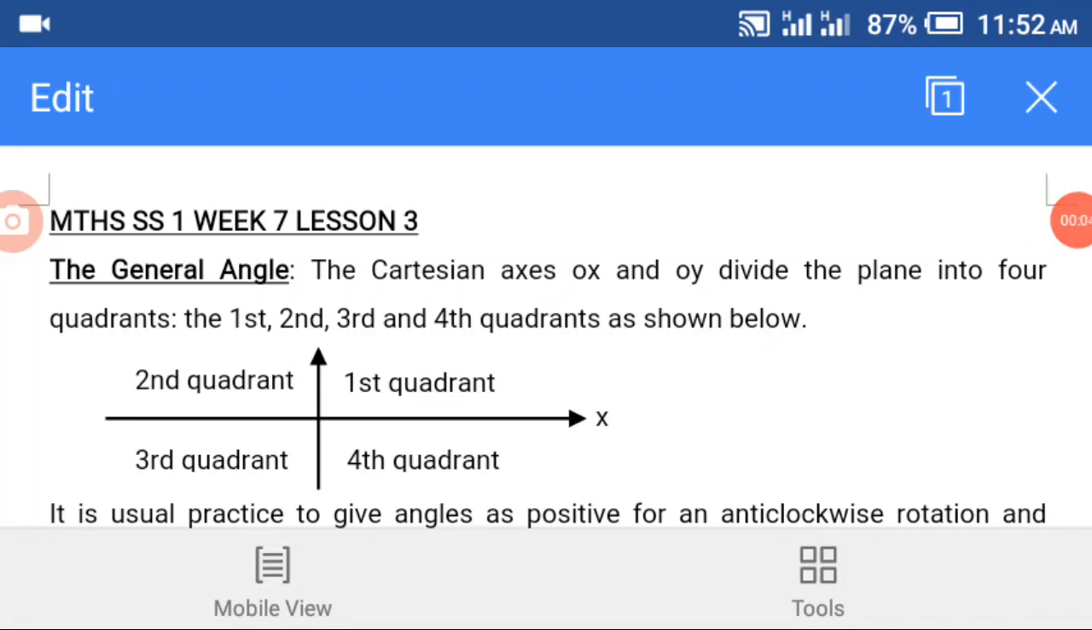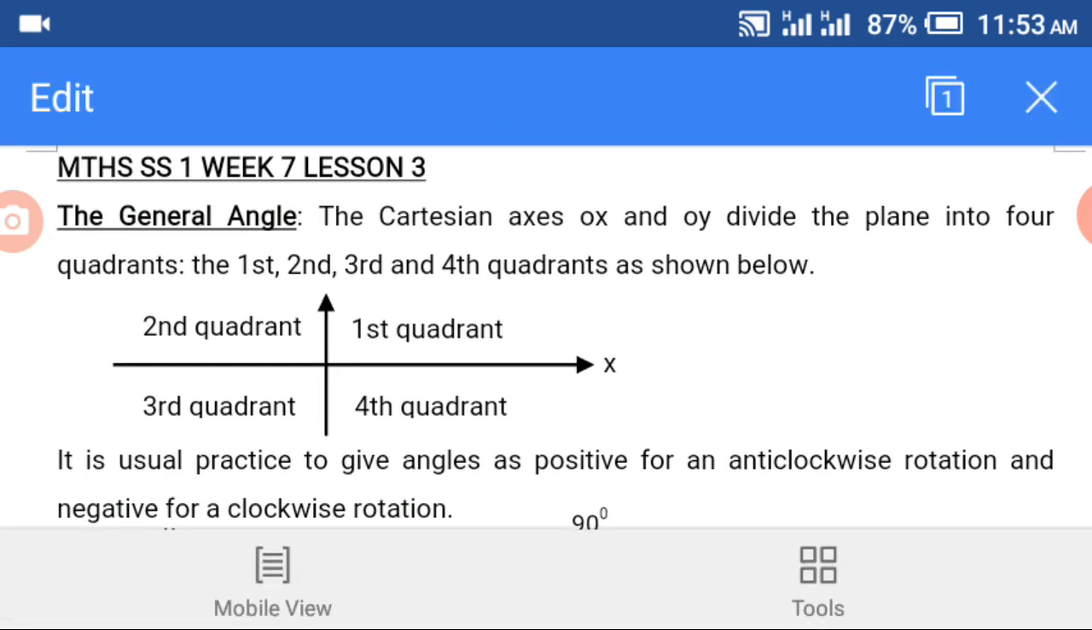So inshallah today we want to look at general angles, under which we are going to look at quadrants. Now, the Cartesian axis OX and OY divide the plane into four quadrants. That is, the first, second, third, and the fourth quadrants as shown below. Is that clear? So it means that the quadrants go in an anti-clockwise direction.